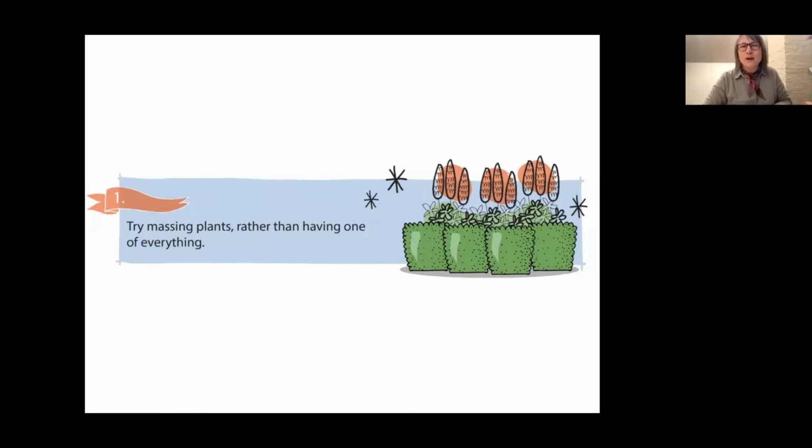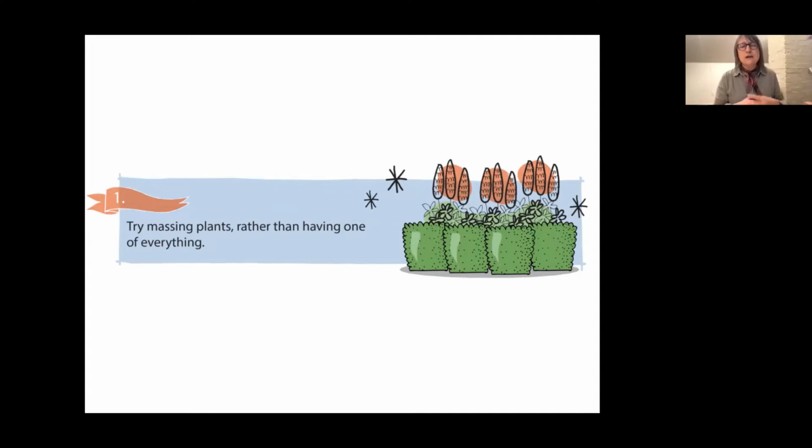So tip number one is massing plants rather than having one of everything. I know a lot of you have heard this before. You see it all the time. And even though we hear it, we don't always do it. A lot of us are here because we love plants and we want to have as many as possible. A lot of us are collectors of plants, which is really awesome. And what happens is you tend to have one of everything, one of this, one of that. And when you're at a sale, you want to pick one of each of the sale items. But when you mass everything, it actually unifies your design.